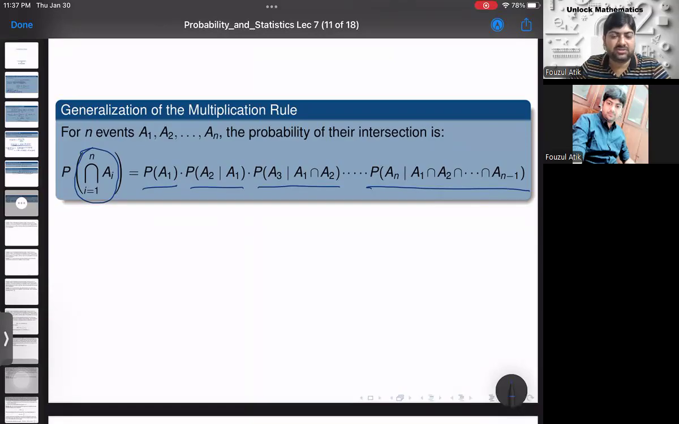I hope this rule is understandable. It is very easy. These are all coming from the definition of conditional probability, and after that we slowly extend it and we applied the same thing, and we can generalize this rule. I hope it is easy. Okay, now we'll solve some example.